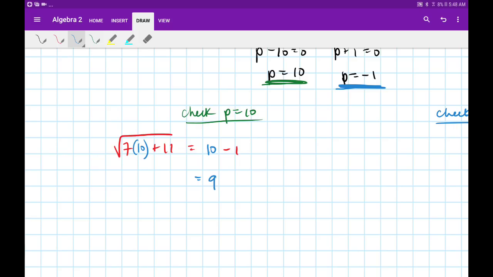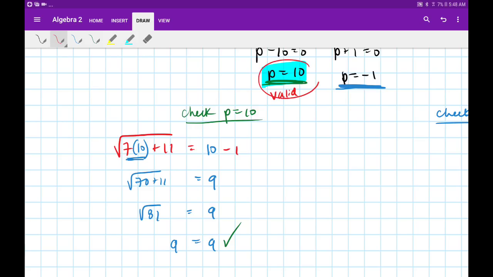Meanwhile, on the left side, 7 times 10 is 70. And then 70 plus 11 is 81. And the square root of 81 is 9. So this checks out. Okay, p equals 10 would be a valid solution. So it's actually not what I want for this question.